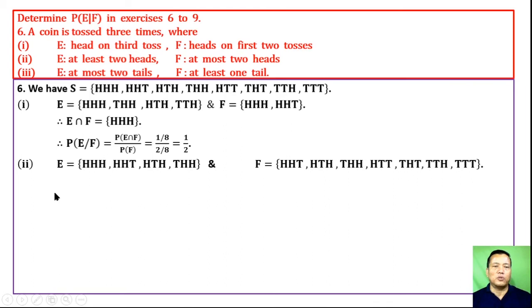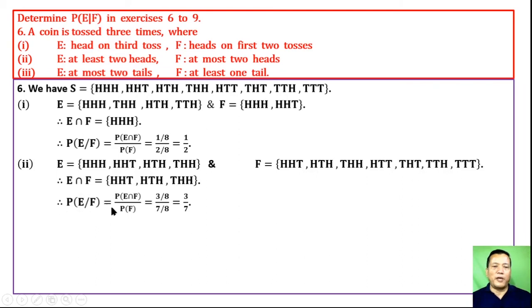Roman number 2. E is the event that at least 2 heads. F is at most 2 heads. Therefore, E intersection F is this. Therefore, P of E given F is this, whose formula E intersection F is 3, 3 by 8. P of F is 7 by 8. Cancelling, we get 3 by 7.